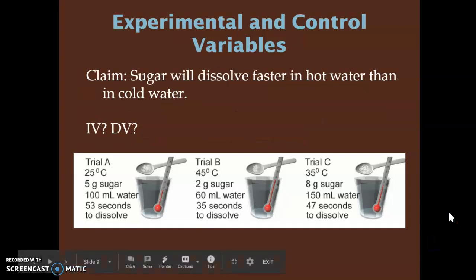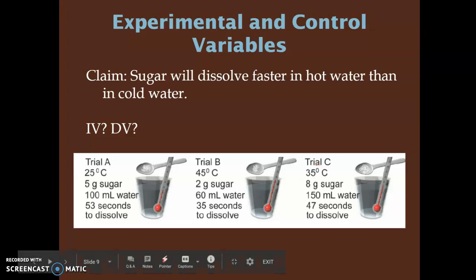All right, so we talked about experimental variables, but with this example, we're also going to talk a little bit about control variables. So let's take a look at this claim. Sugar will dissolve faster in hot water than in cold water. My independent variable is the temperature of the water, and my dependent variable is how quickly the sugar dissolves. So if we take a look at these pictures, I have 3 different trials in my one experiment here.